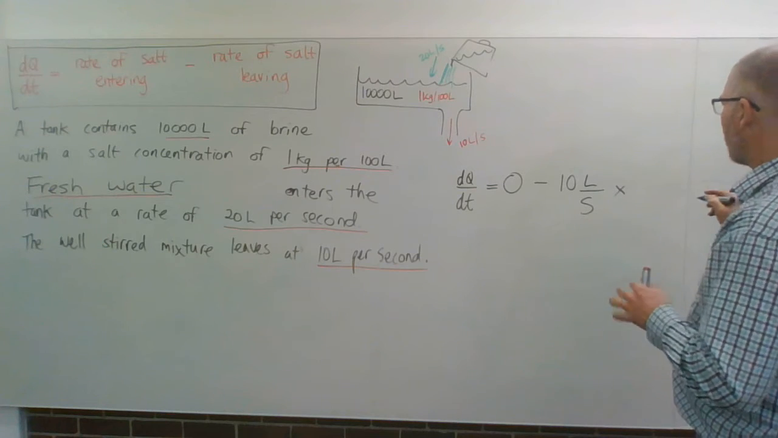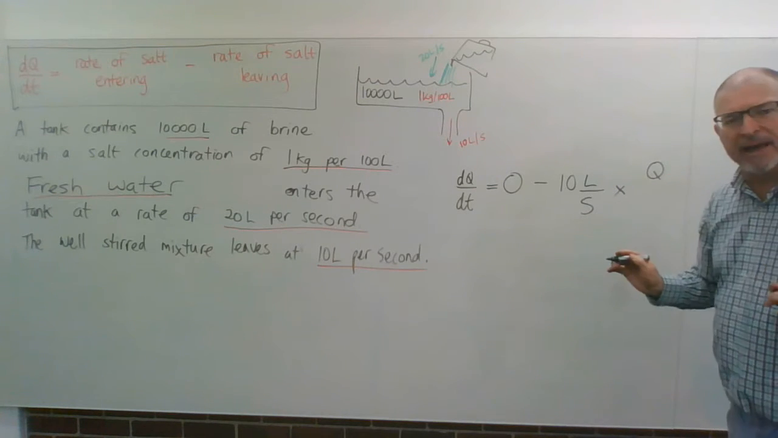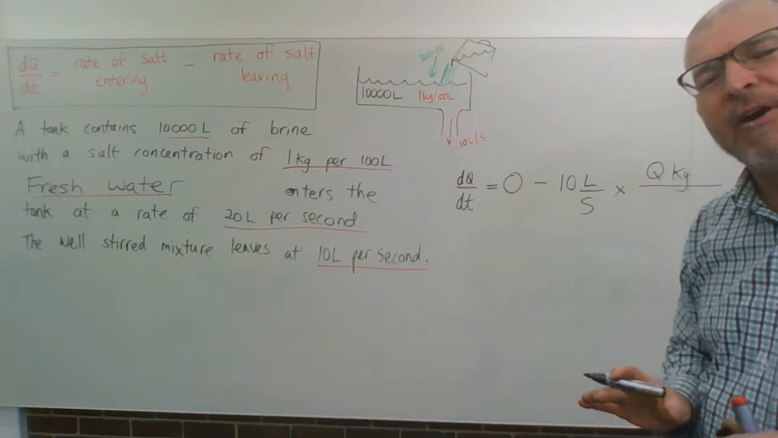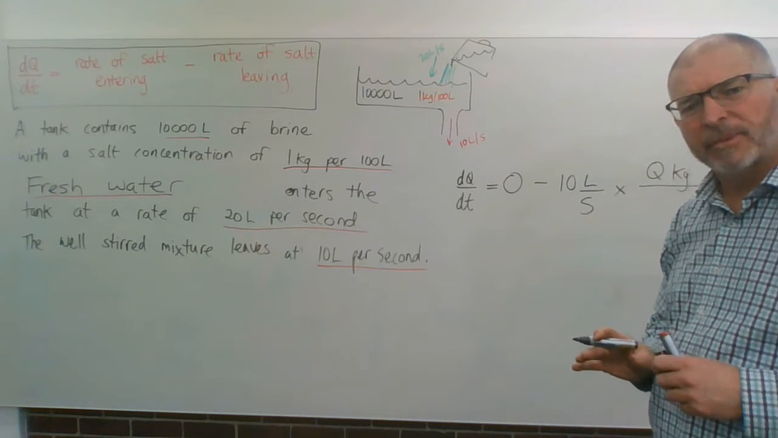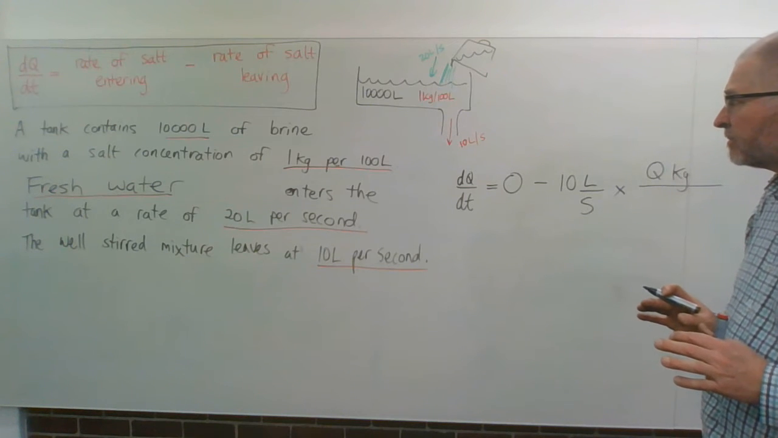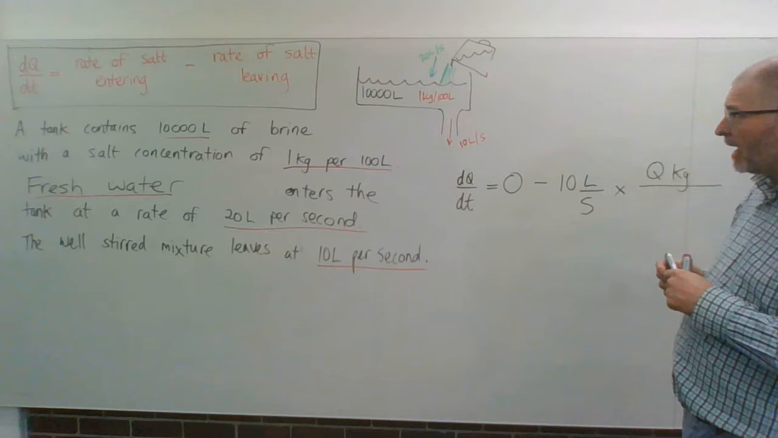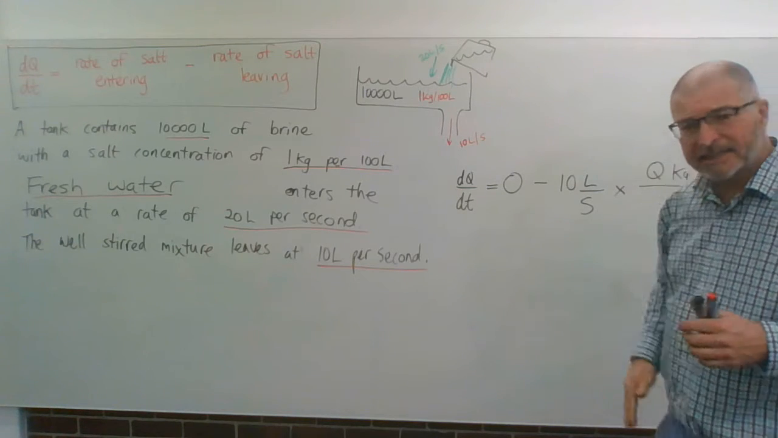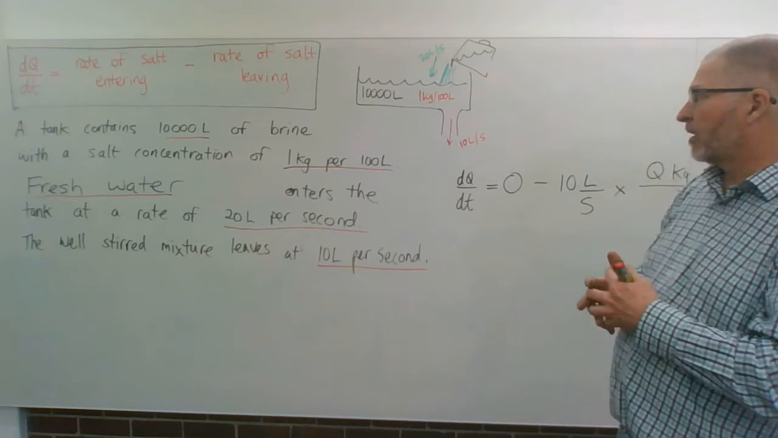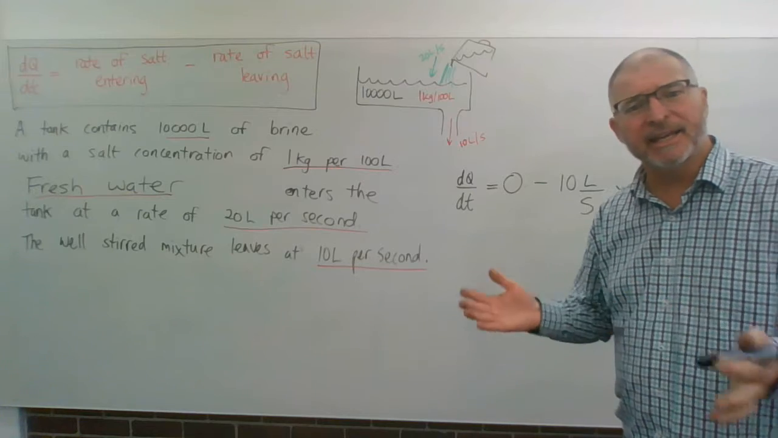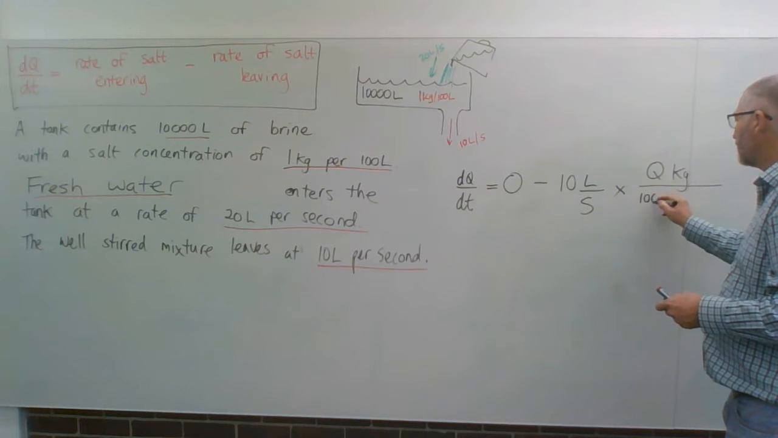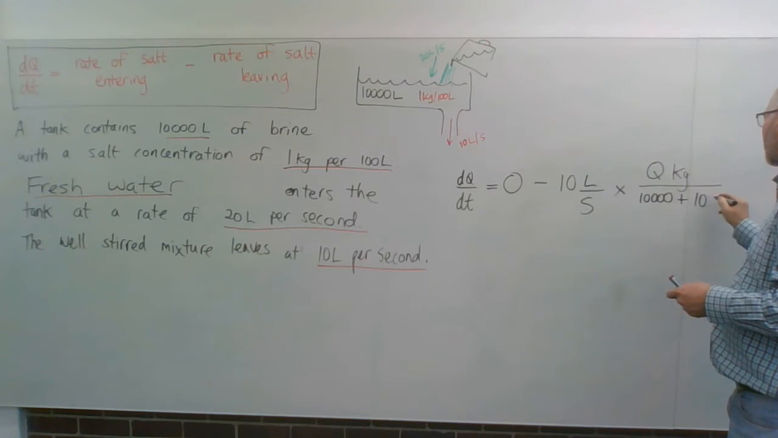So I'm going to say at the moment there's Q. That's the amount of salt, Q kilograms of salt. And I want to know what the volume of the tank is. Well, it was 10,000 litres, but we're putting 20 litres in and taking 10 litres out. So all the time, we've got a volume changing by 10 litres every second, right? So I'm going to put my volume as being the 10,000 plus 10t.